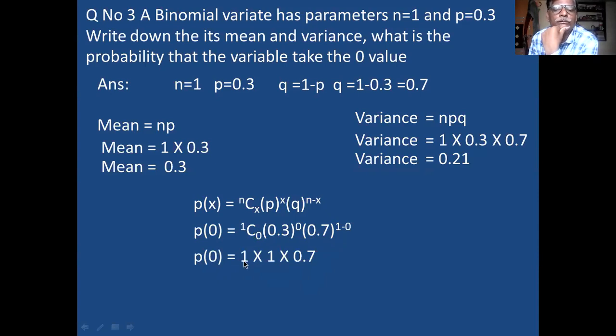1C0 is equal to 1. Then 0.3 raised to 0. If the power value is 0, its value is 1. Remember this. That is 1. And 0.7 raised to 1 is equal to 0.7. Clear? So the probability is 0.7. This is the answer. Clear? Come to the next question.